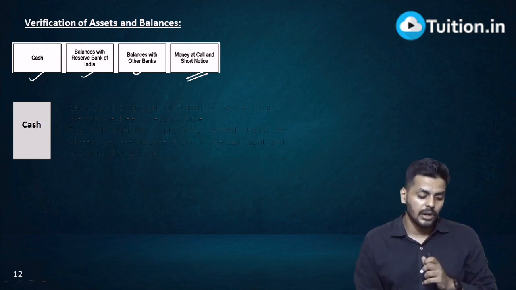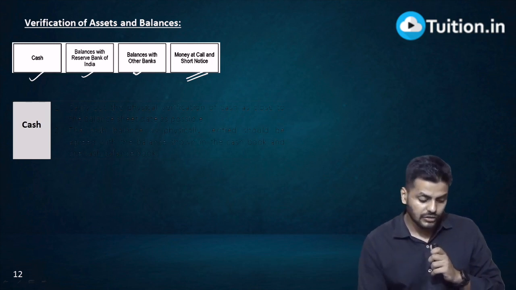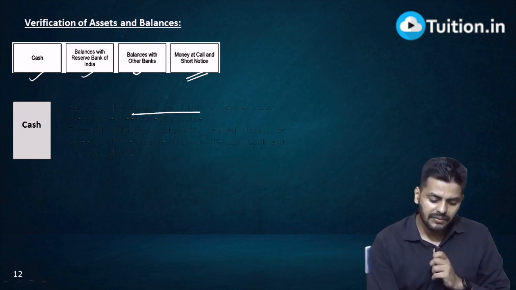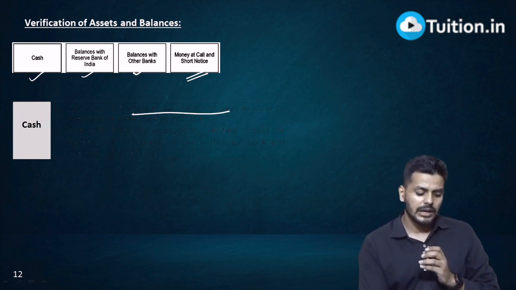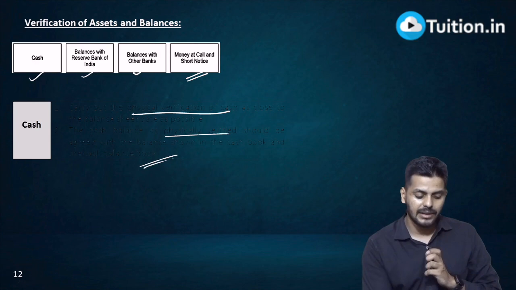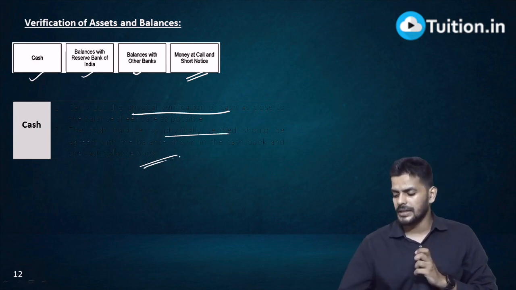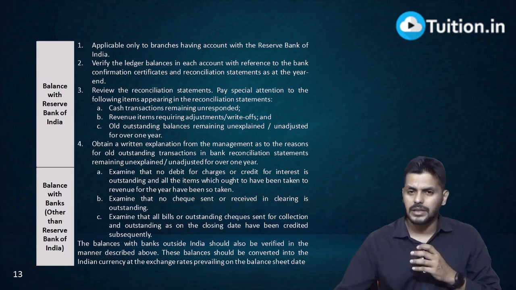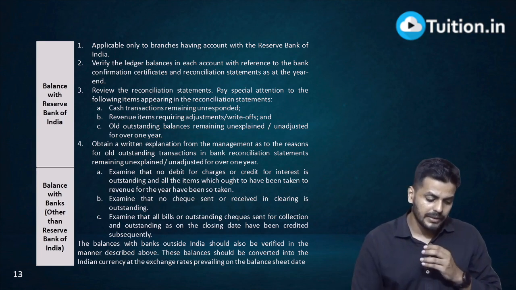So going by that logic, first let's pick up the first item, cash. How do you go by cash? Carry out physical verification of cash as close to the balance sheet date as possible. And the cash balance as physically verified should be tallied with the book balance. No big deal. So I don't want to waste much time on basic things. Let's check the most important ones.